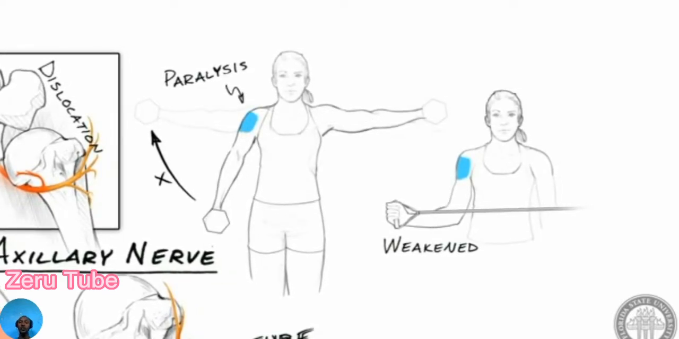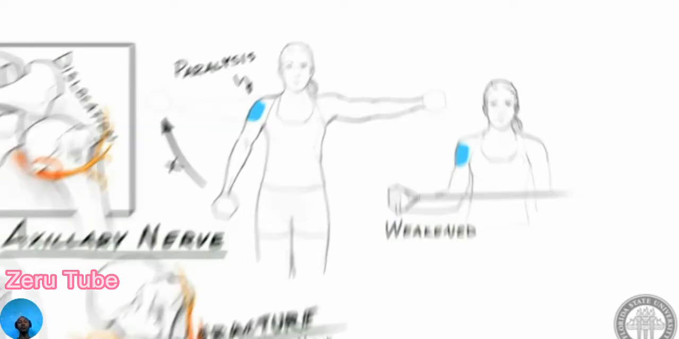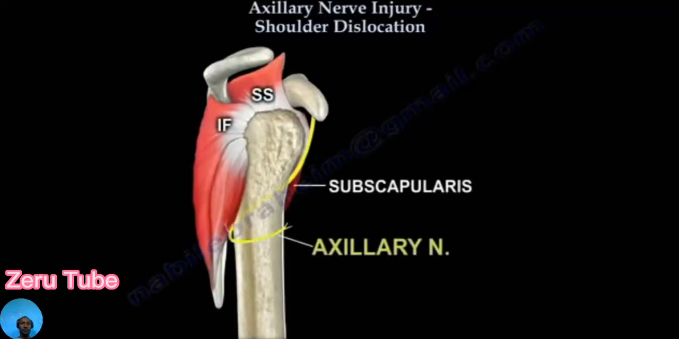Not only that, at the superior part of the shoulder there is sensory loss. The superior part of the shoulder is innervated by the axillary nerve. So in axillary nerve injury, there is sensory loss at the level of the deltoid muscle on the superior surface of the arm. Let us look at this in more detail.